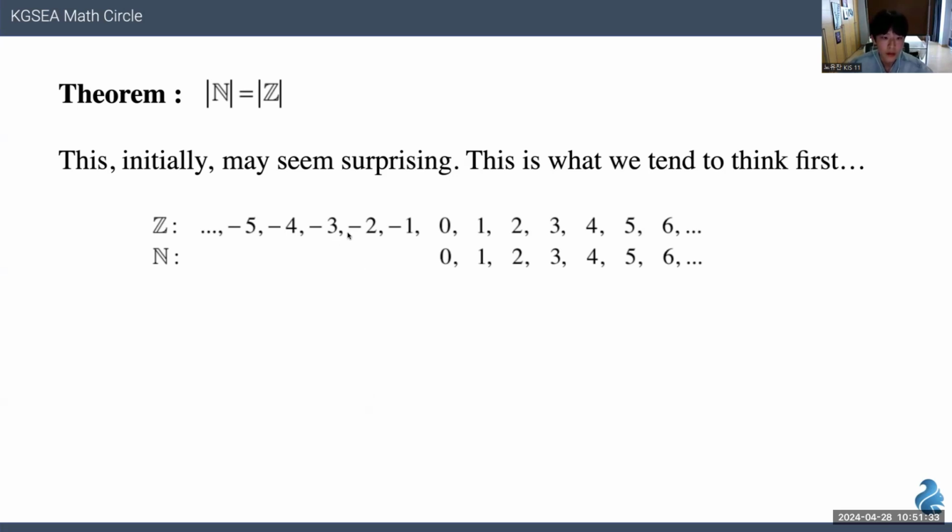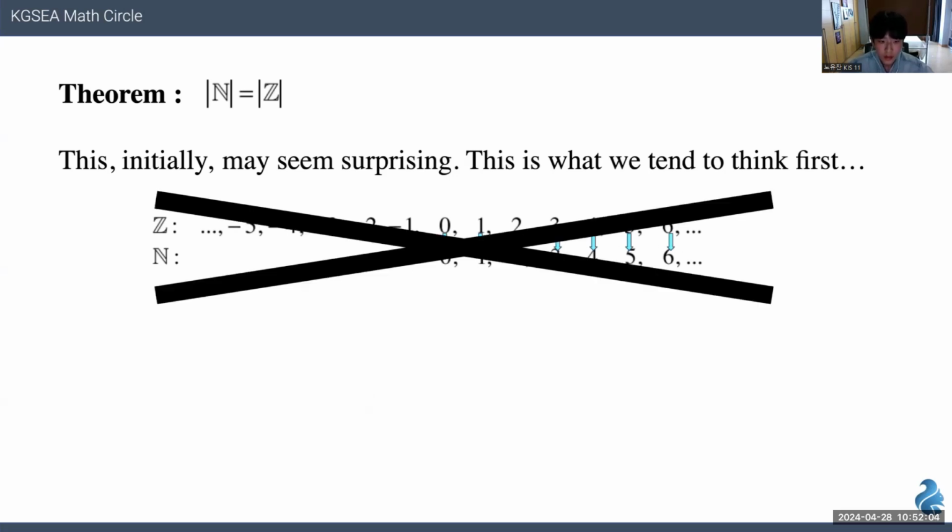So the theorem presented initially may seem very surprising, because you can intuitively think that Z encompasses both N and the negative integers. So shouldn't Z have technically twice the cardinality of N? But contrary to what we think, like this, where 0 corresponds to 0, 1 corresponds to 1, and etc., we can actually make a bijection that makes each element of Z correspond with each element of N with a 1-to-1 correspondence. So what we need to do is make a piecewise function.